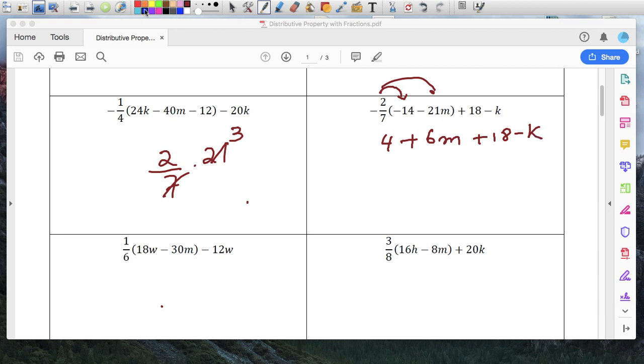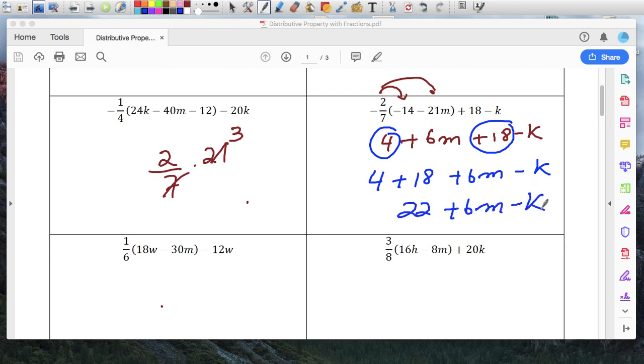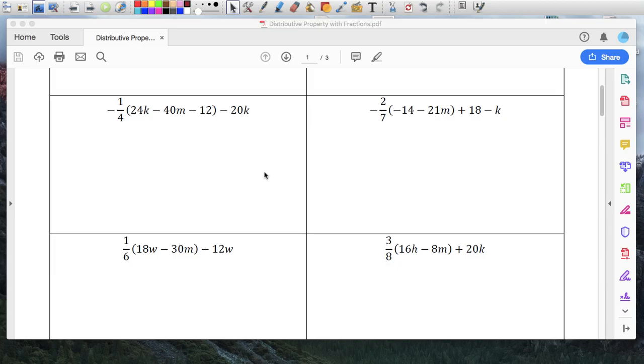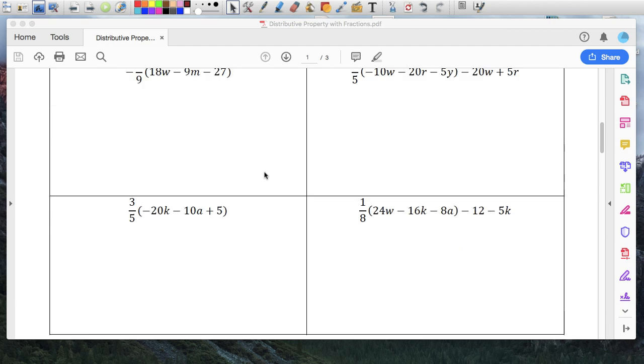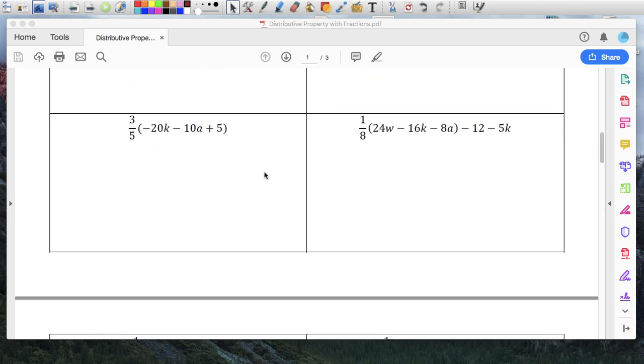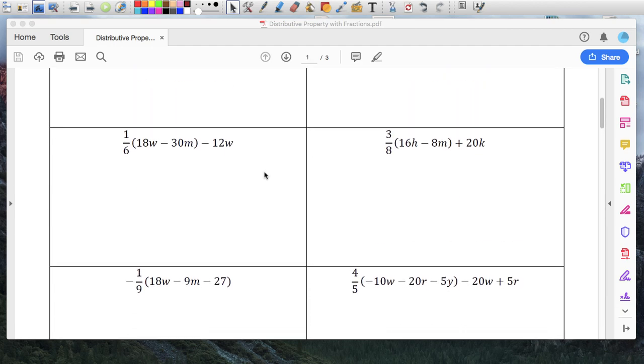If there's anything you can combine, you should combine. So it's the 4 and the plus 18. Those are the only terms that are going to combine, so I'll write them next to each other. 4 plus 18 is 22, plus 6m minus k. Whoa, there's a lot. All right, so let's move on.